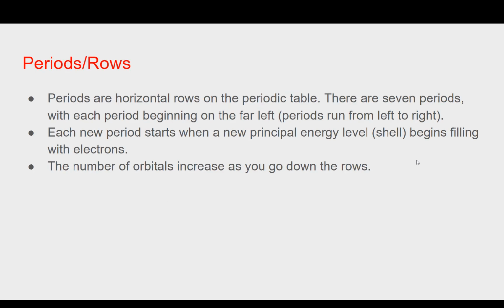So periods, or rows, are horizontal on the periodic table. In other words, they run from left to right, and there are 7 of these. As you start a new period, you're filling up a new principal energy level, or shell, with electrons. And also the number of orbitals increases as you go down the rows, or from top to bottom on the periodic table.